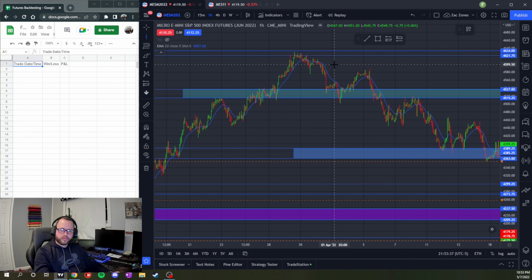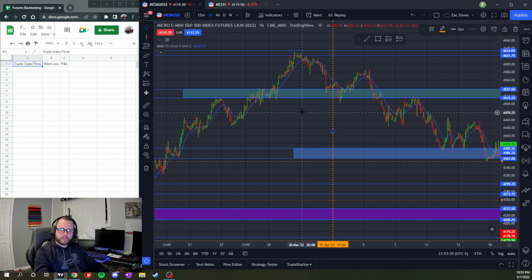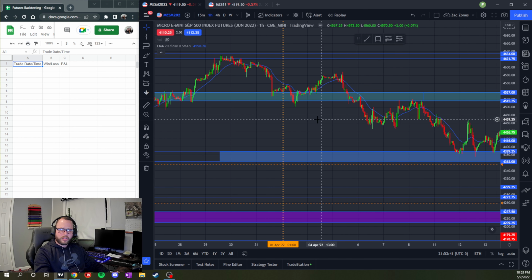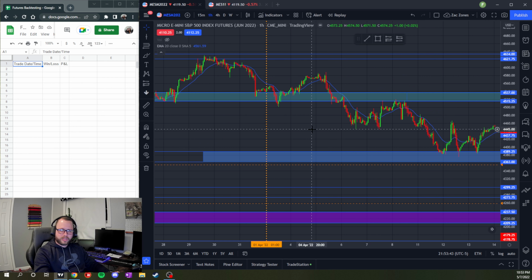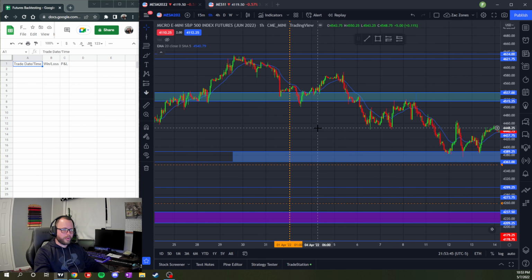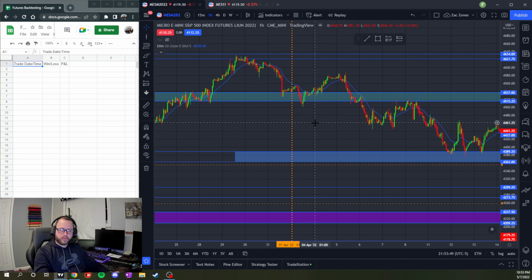And the rules of this backtest are going to be very simple. It's going to be anytime that we test the zone, I'm looking for an entry. Anytime we test the zone from the top, I'm looking for a long position. Anytime that we test the zone from the bottom, I'm looking for a short position.